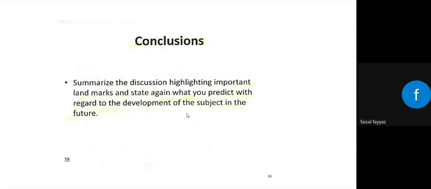So in this way you are telling the whole world that this is the outcome of this research, and it will have some significant impact on your society and in the world as well, or in the specific field as well. So you can tell that here in the conclusion area.